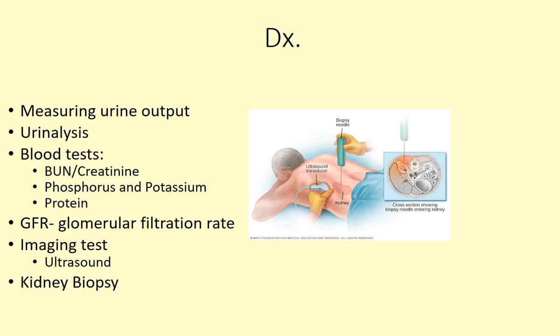Diagnostics are pretty simple, pretty much the same as what we've been talking about. You're going to measure urine output, you're going to do your urinalysis, and you'll do blood tests such as BUN and creatinine, phosphorus and potassium. You'll also check for proteins. You're also going to check the GFR, the glomerular filtration rate. You'll also do an ultrasound of the kidneys, and you'll do a kidney biopsy.